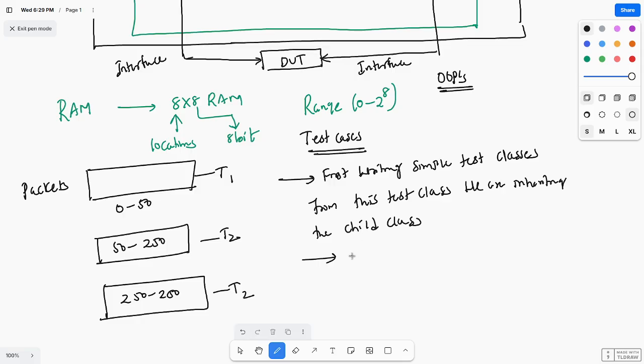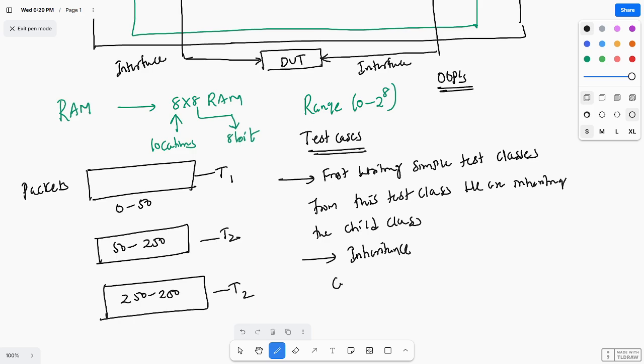So there is a concept called inheritance. That means you have a parent class and a child class. So you are inheriting the parent class properties into the child class by a keyword called extends, no? We already saw that.